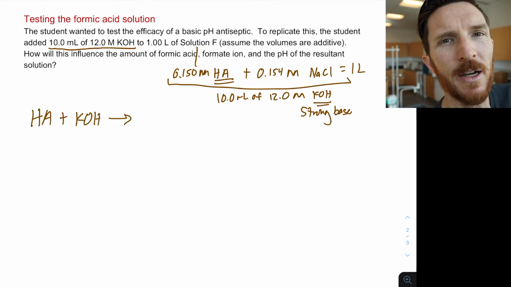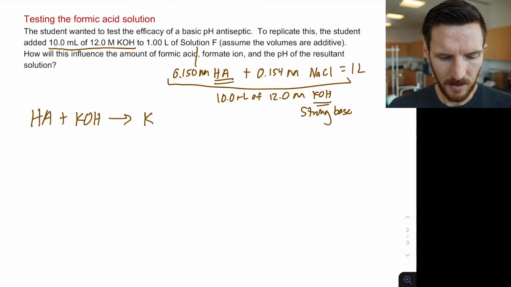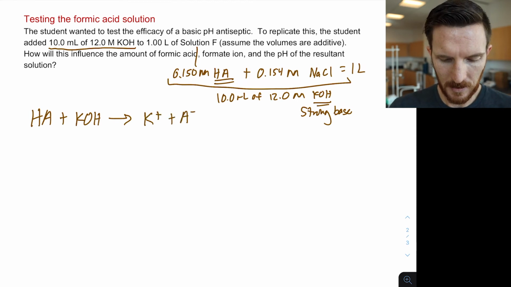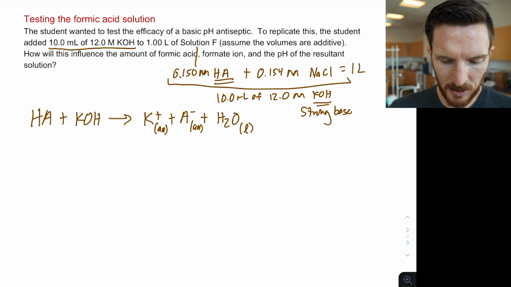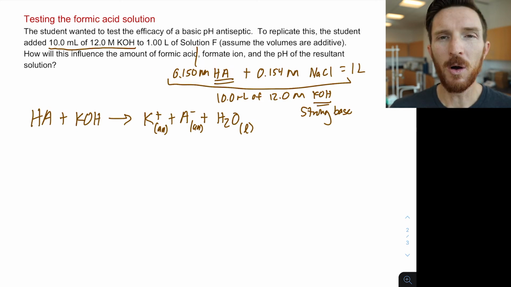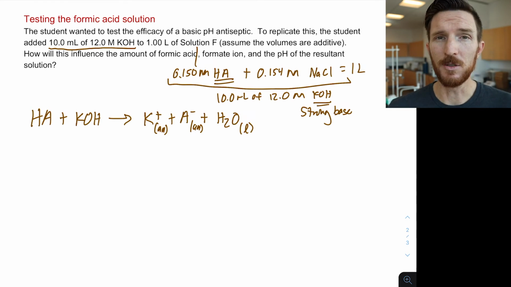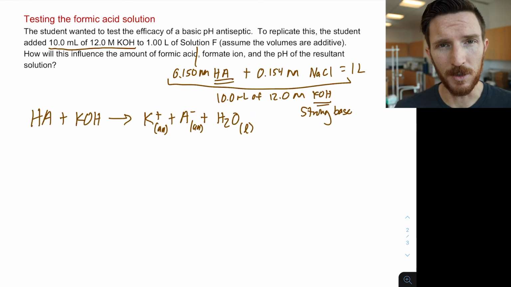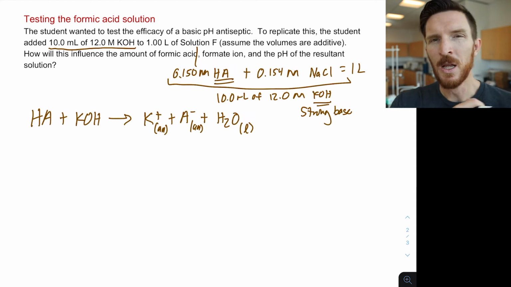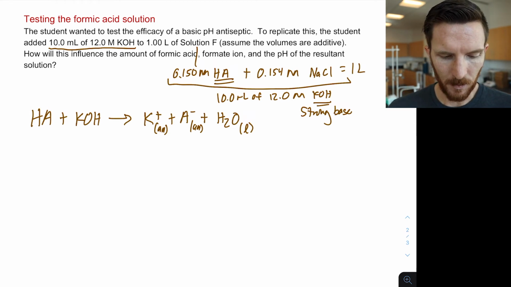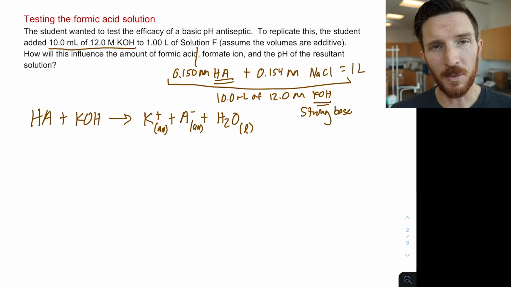So now we have our reaction, and in our reaction, we're going to produce potassium ions, formate ions, and water. I'm writing these out explicitly to show that we're producing more ions, so this is maybe going to influence our ionic strength of our solution. So now we have our solution here, and we notice that we're reacting some amount away. So let's figure out how much we're reacting away.